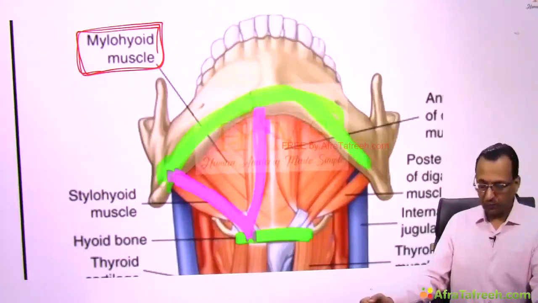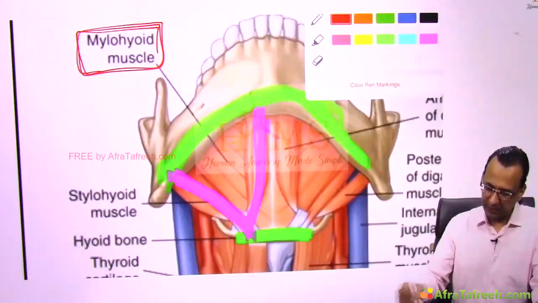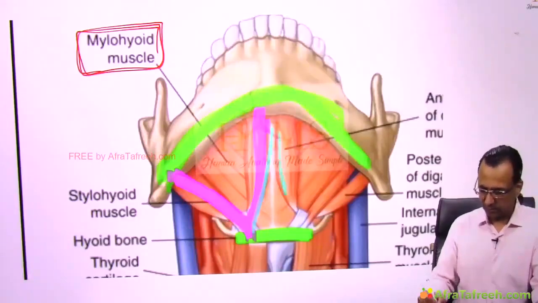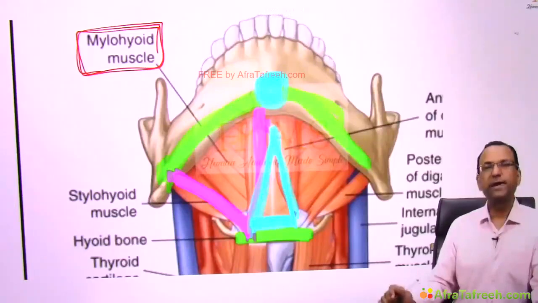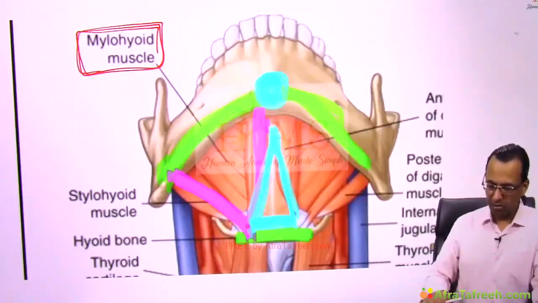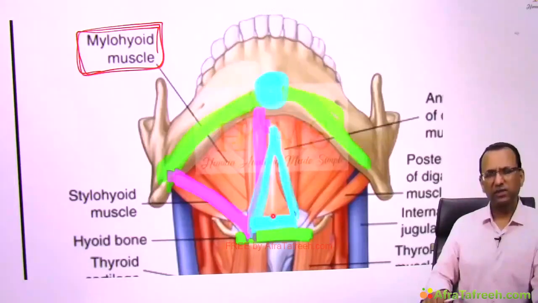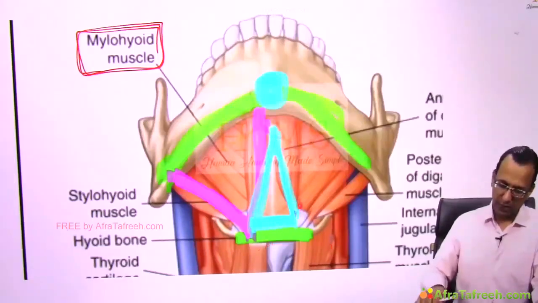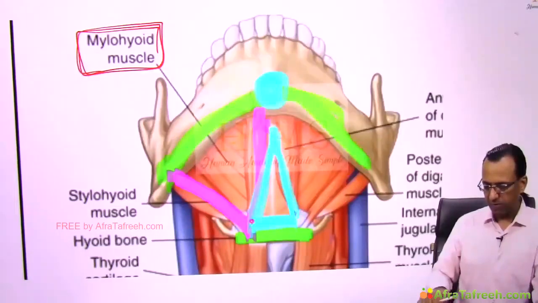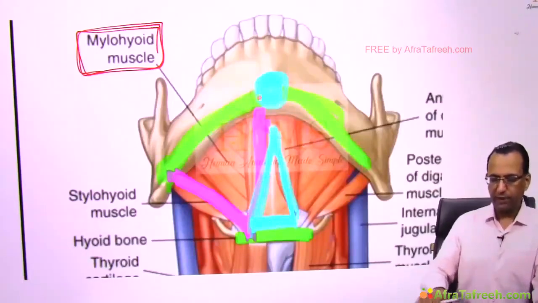What else? Can you see this is the submental triangle, under the mentum of the mandible? What is it bounded by? The base must be the hyoid bone. And the muscles? The anterior belly of digastric on the right side and the anterior belly of digastric on the left side. So the base is the hyoid bone. This is the submental triangle, under the mentum of the mandible.